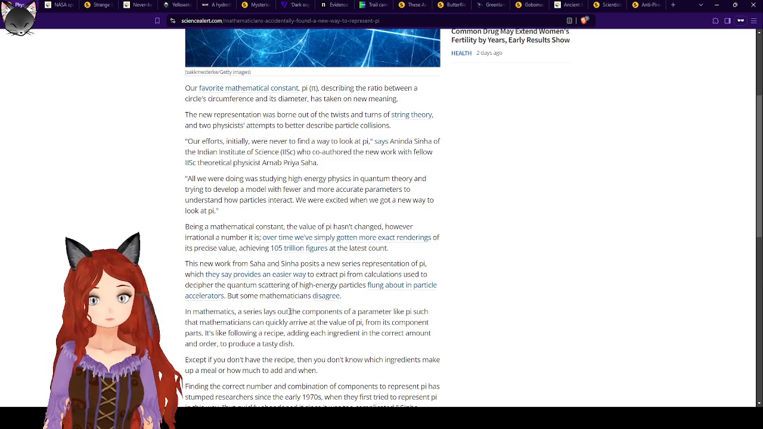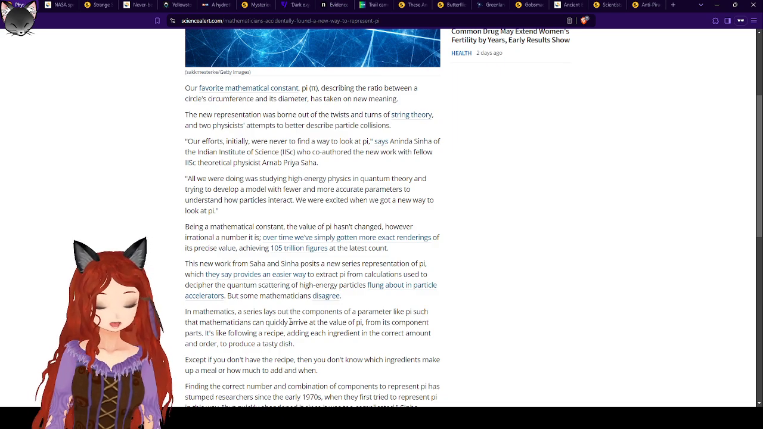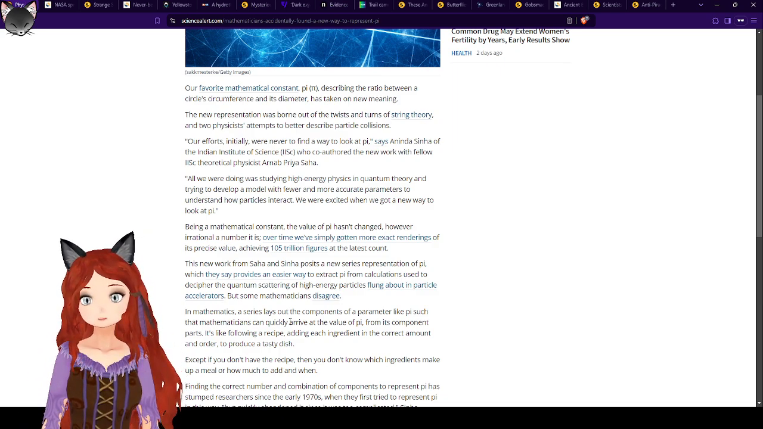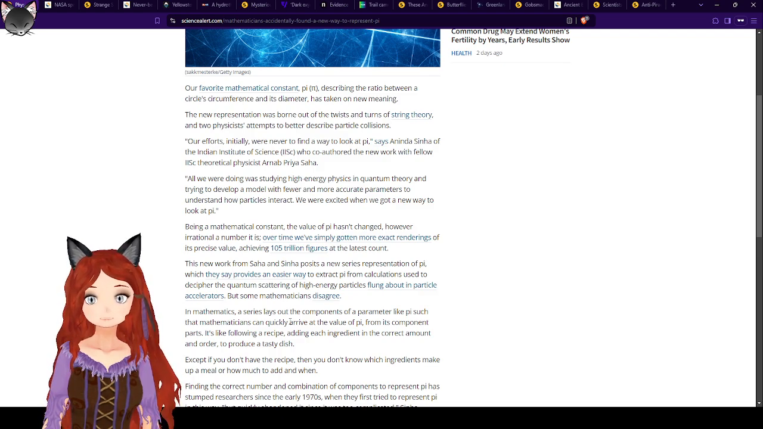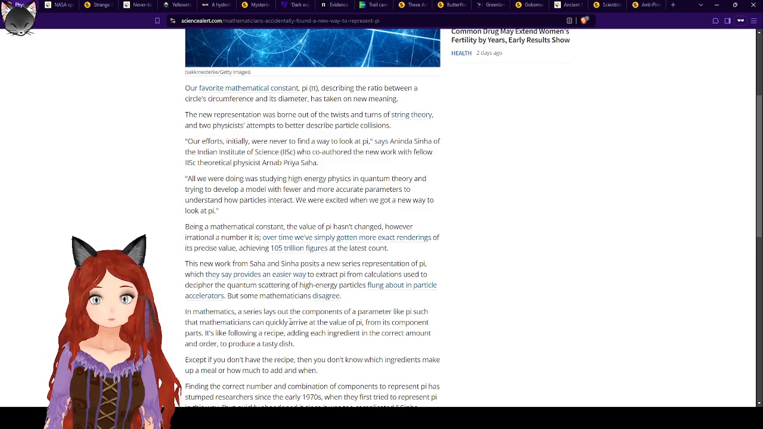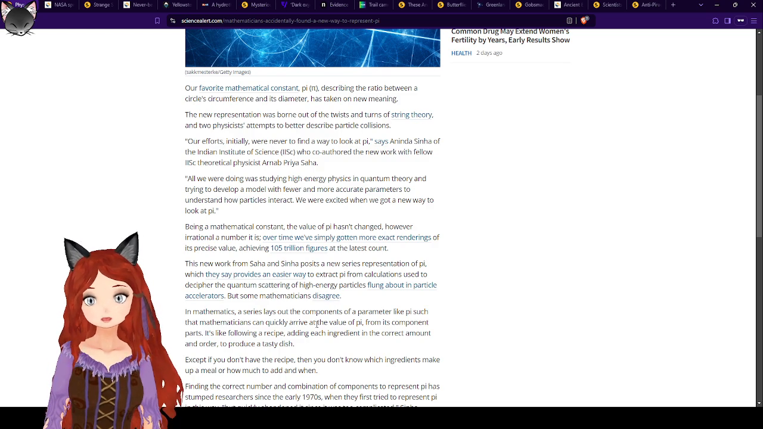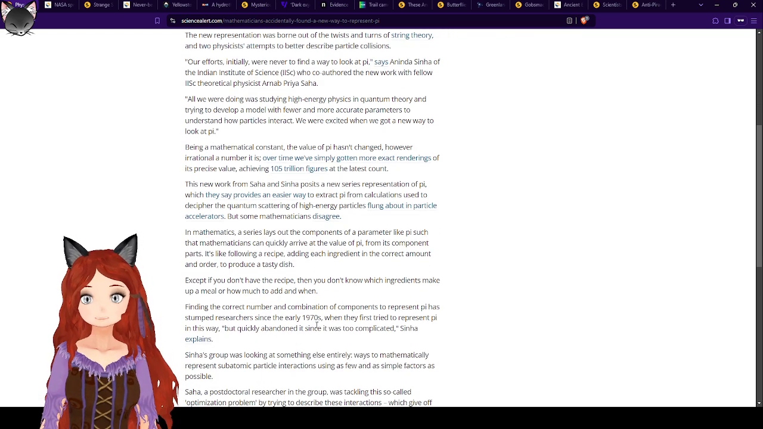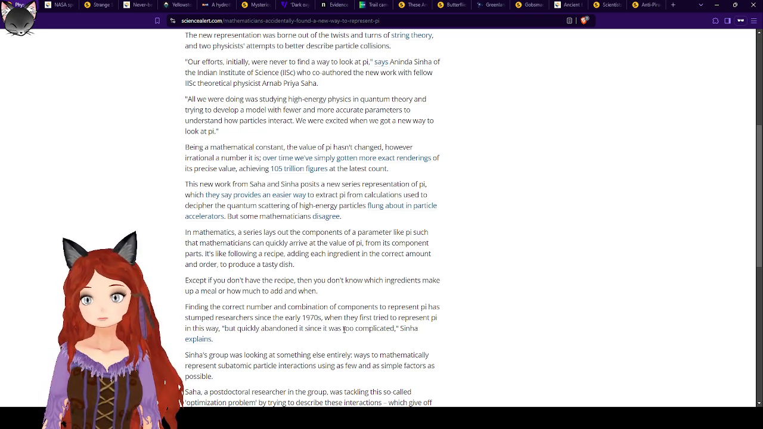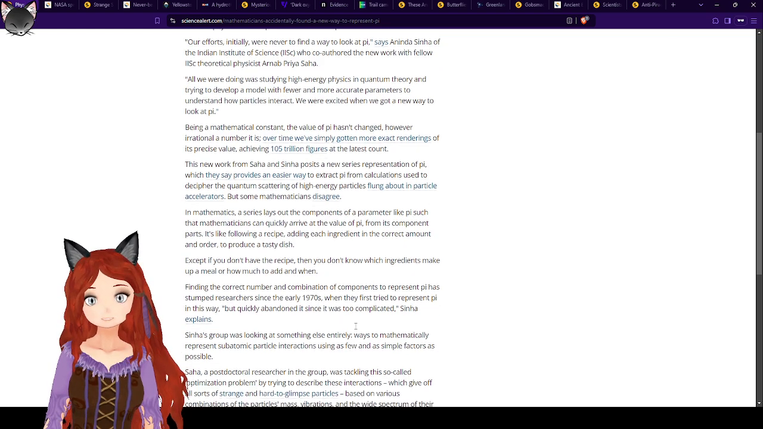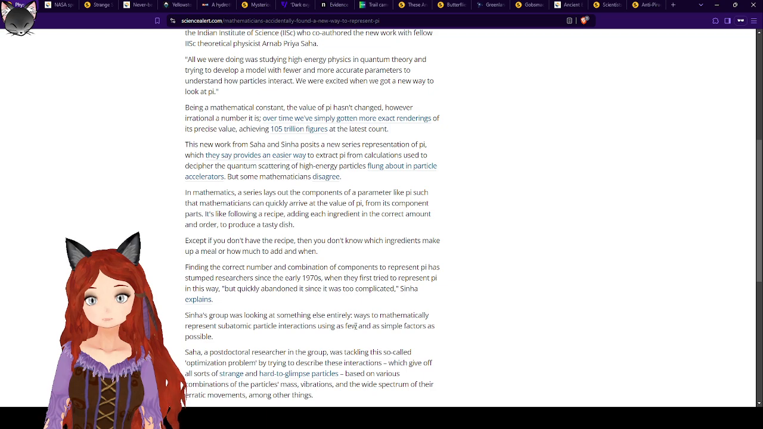But some mathematicians disagree. I mean, you gotta have all sides on that. In mathematics, a series lays out the components of a parameter, like pi, such that mathematicians can quickly arrive at the value of pi from its component parts. It's like following a recipe, adding each ingredient in the correct amount in order to produce a tasty dish. Except if you don't have the recipe, then you don't know which ingredients make up a meal or how much to add and when. Finding the correct number and combination of components to represent pi has stumped researchers since the early 1970s, when they first tried to represent pi in this way, but quickly abandoned it since it was too complicated.